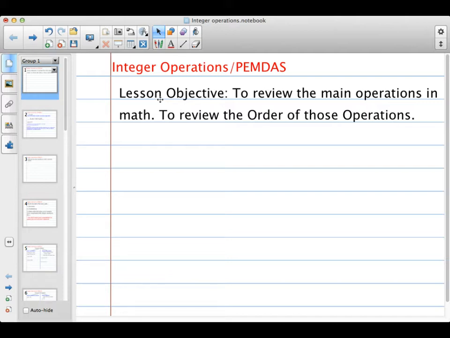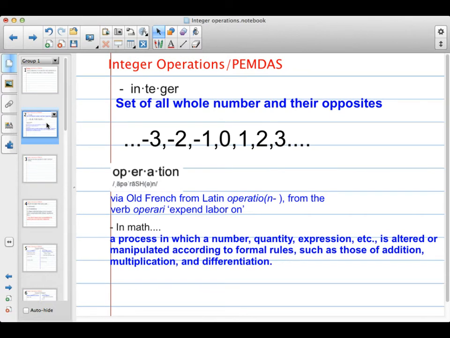I'd advise you guys to write down that lesson objective just about every single day. Now, first thing that we're going to do is take a look at the word integer and try and come up with a baseline definition of what the word integer means. So integer is the set of all whole numbers and their opposites. So integers would include numbers like -3, -2, -1, 0, 1, 2, 3, and so on. So basically any whole number that can be counted to or its opposite is considered an integer.